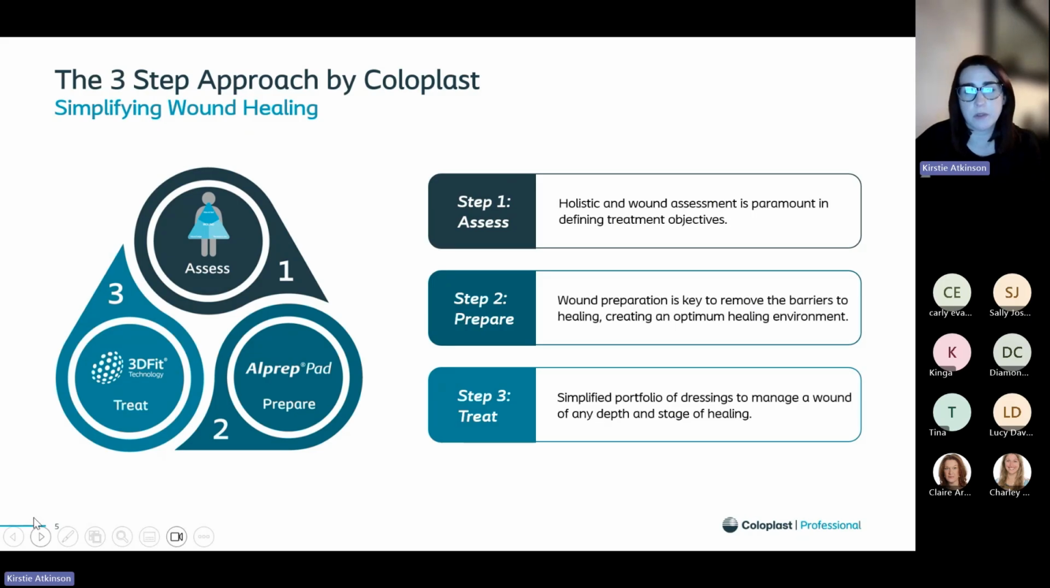So we've developed a three-step approach to help simplify wound healing and simplify wound healing practices. With step one, you'll assess your wound. We would utilise a holistic and wound assessment, which is paramount in defining your treatment objectives. Step two is where you would prepare the wound, which is key to removing barriers to healing, creating the optimum healing environment. And step three is where you would treat your wounds with a simplified portfolio of dressings to manage the wound at any depth at any stage of healing.